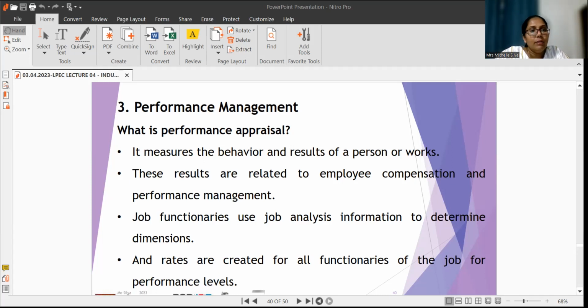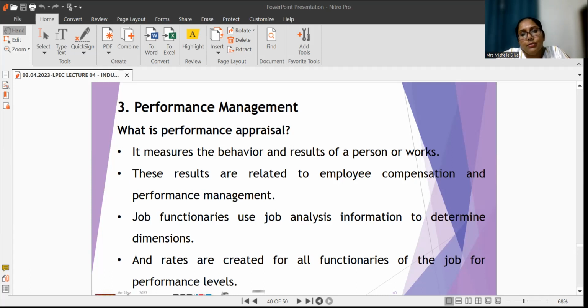Okay, so therefore, let's look at what performance appraisal is. It measures the behavior and the results of a person's work. These results are related to employee compensation and performance management. So I told you, if a particular employee performs well, she will be rewarded.